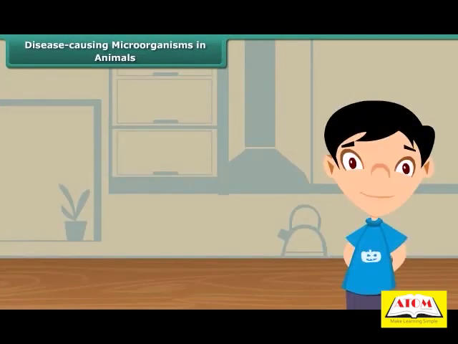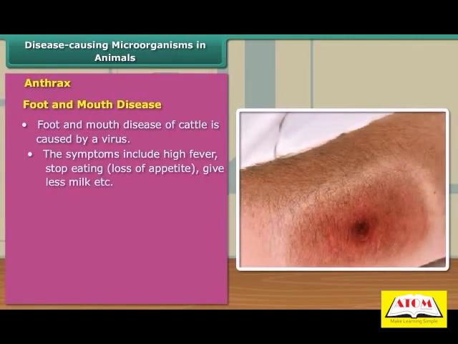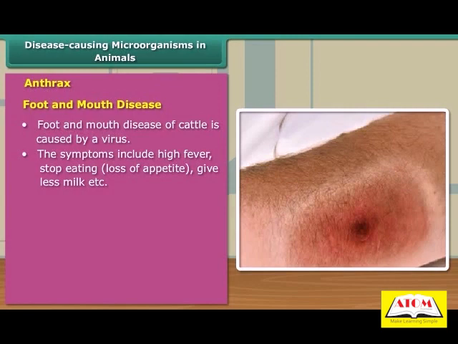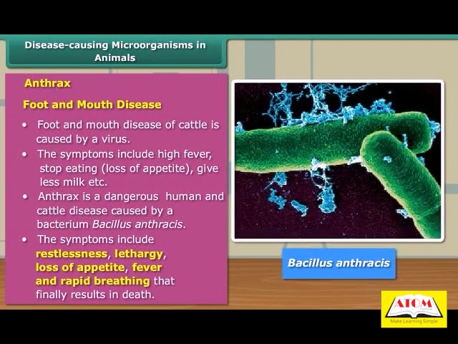Now let's move on to our next topic that discusses diseases in animals. Have you heard about any animal disease caused by a pathogen? Anthrax and foot and mouth disease are the common examples of animal diseases. Anthrax is a bacterial disease caused by Bacillus anthracis, while foot and mouth disease in cattle is caused by a virus.